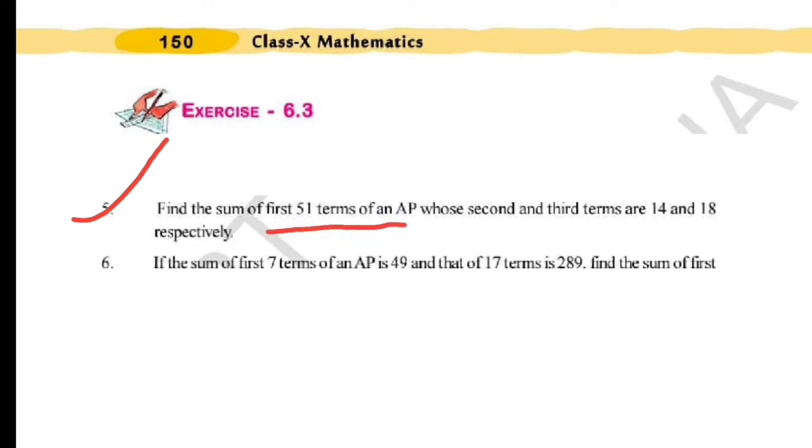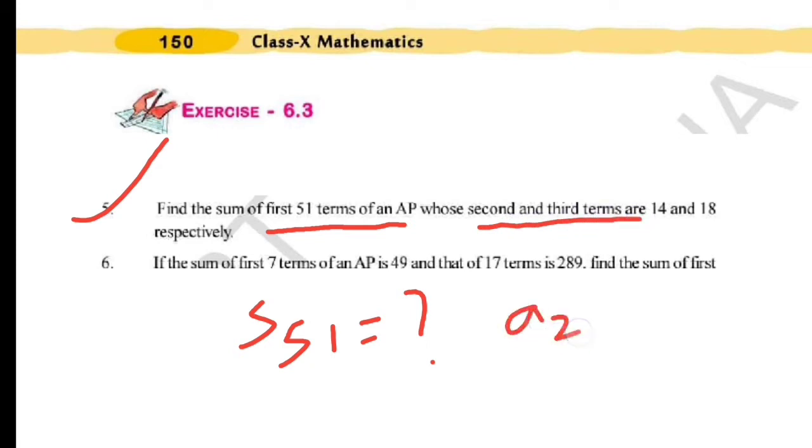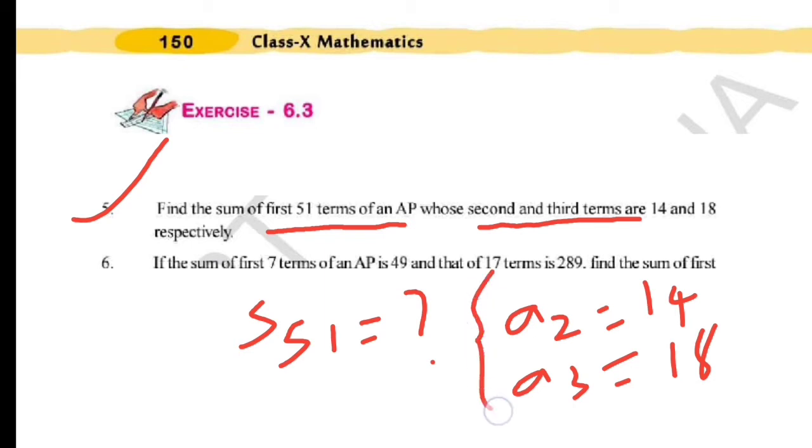Next, the fifth question: find the sum of first 51 terms of an AP whose second and third terms are 14 and 18. Second term a2, third term a3. So the second term is 14 and the third term is 18 respectively. Using these two values we have to find S51.